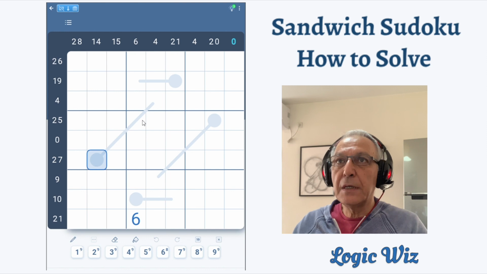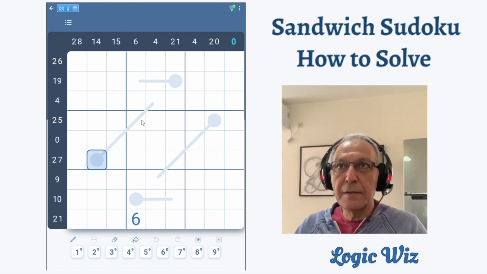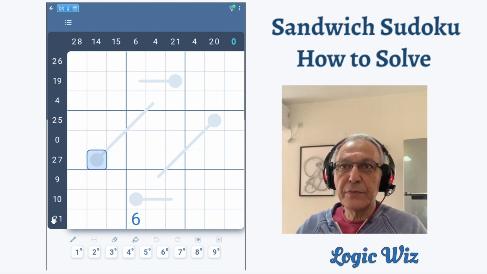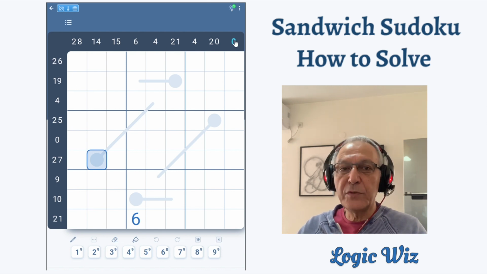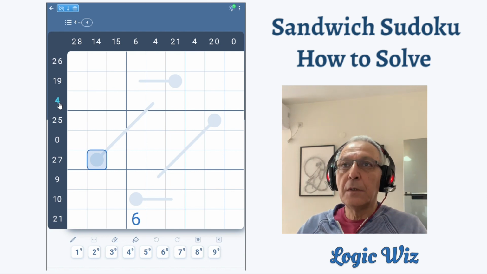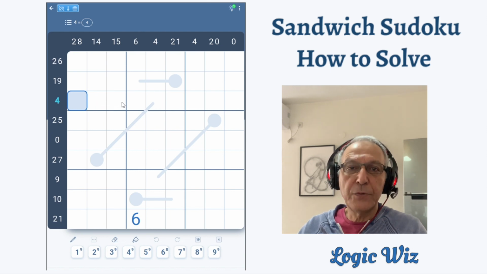And we have the sandwich variant. The numbers to the left of the rows or top of the columns correspond to the sum of digits between 1 and 9 in each row or column. So for example, if we look at the number 4, if 1 is here, between the 1 and the 9, the sum of all the digits has to be 4.